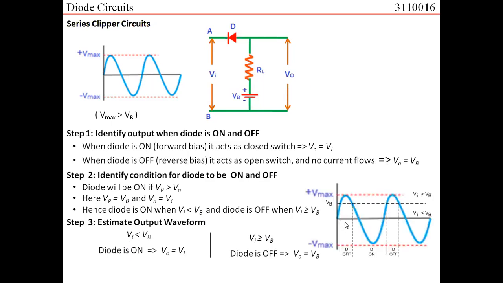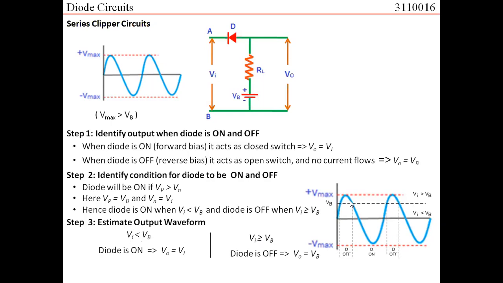So again, I have brought the input waveform here and I have drawn the line of VB. Again, we are dividing input voltage in two parts. The part of the input above this line is input voltage greater than VB. The part of the input below this line is input voltage less than VB. If the input voltage is less than VB in this portion, the diode would be on and the output voltage would be same as input voltage. So you expect this portion of the input waveform to be available on the output side.